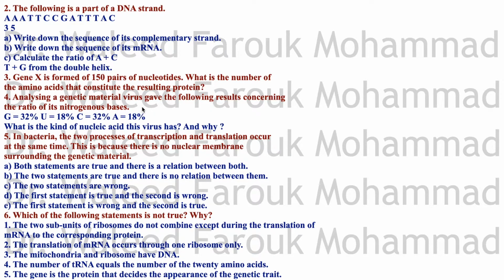Analyzing the genetic material of a virus gave the following results concerning the ratio of its nitrogenous bases. These are the ratios. Uracil equals adenine and cytosine equals guanine. What's the kind of nucleic acid and why? This is RNA because uracil is in it.